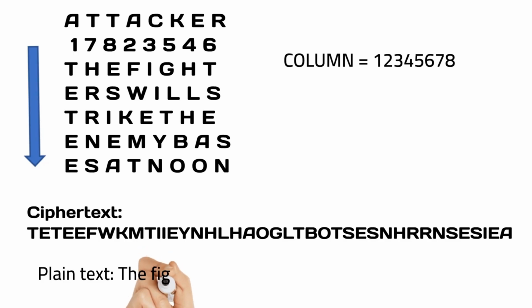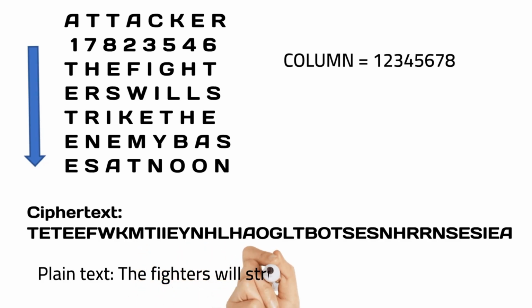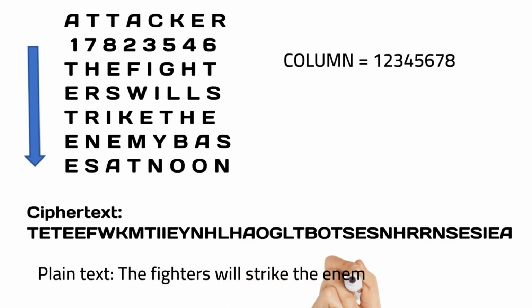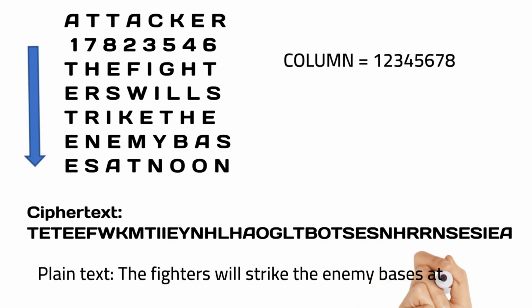You can share it with them, and also you have to inform them of the algorithm that you have used. They will follow the same thing, decrypt the message and get the plaintext message. This is how columnar transposition cipher works.